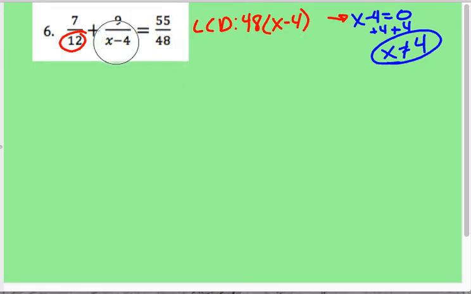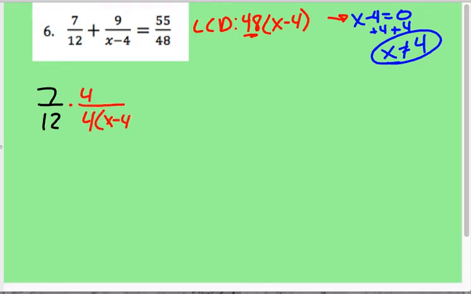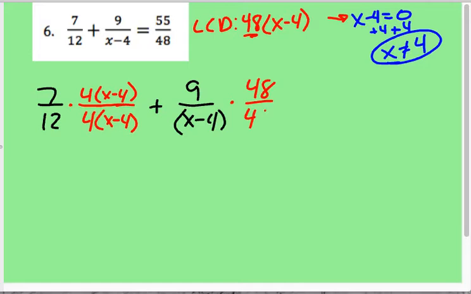So let's multiply it up. We got 7 over 12. To get the 48, I'm going to have to multiply first by 4 over 4. And then, of course, we need that x minus 4. Okay? We're just trying to get a common denominator for all our fractions, and then we can solve. Plus 9 all over x minus 4. We already got the x minus 4, so we just need to multiply by 48 over 48. Equals 55 over 48.